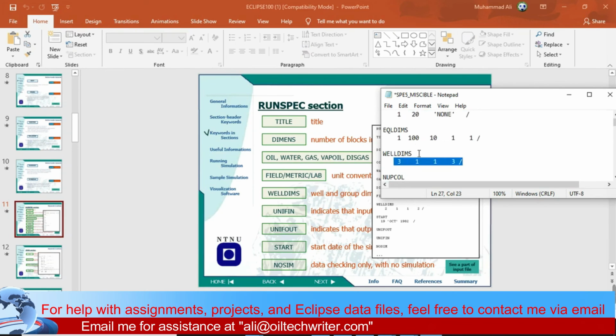Then we have the well dimension. It tells us how many wells you are going to put in this simulation, for example 3 wells, and how many groups it has. Are all grouped in the same way? Yes. So we have to put this information, and so on. Then this is the start date, when you are going to start. And it tells what kind of output you need.